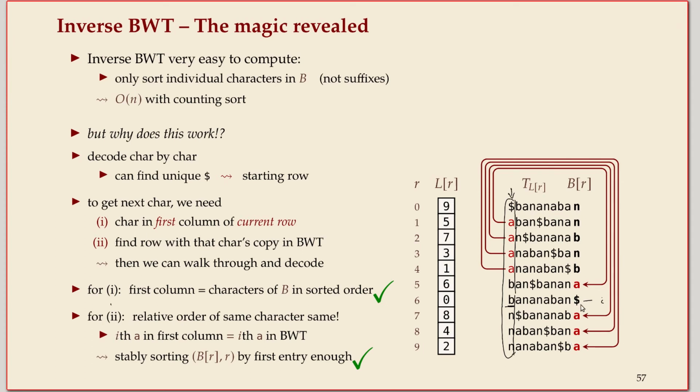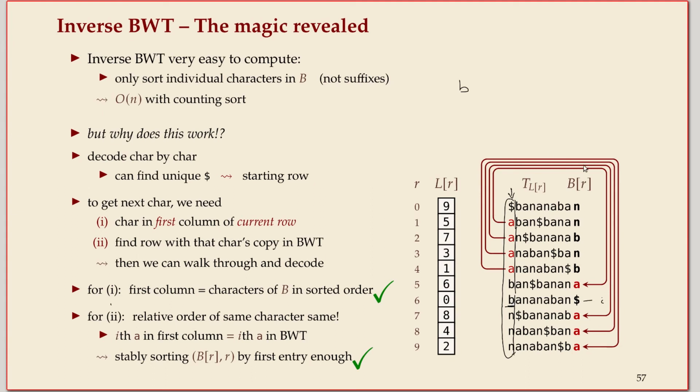We can also find the position of our $, that's just the current row. So we can find in the sorted column the ith character, and that happens to be a B. So we know the first character of the text is a B. That solves step one, how to get the first column of the current row. Now the next step is to find the row that has the same copy, that has this B in the BWT.